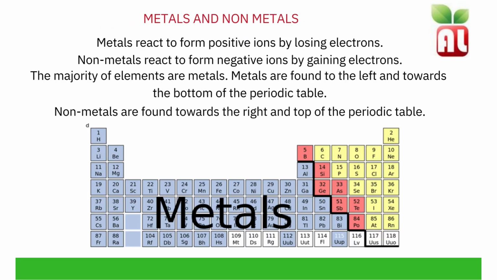Metals and nonmetals. Metals react to form positive ions by losing electrons. Nonmetals react to form negative ions by gaining electrons. The majority of the elements are metals. Metals are found to the left and towards the bottom of the periodic table. Nonmetals are found towards the right and the top of the periodic table.